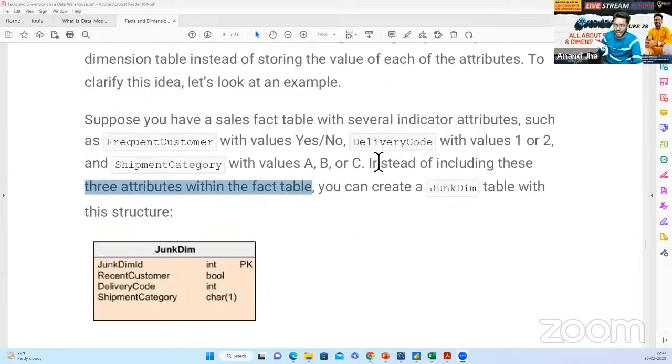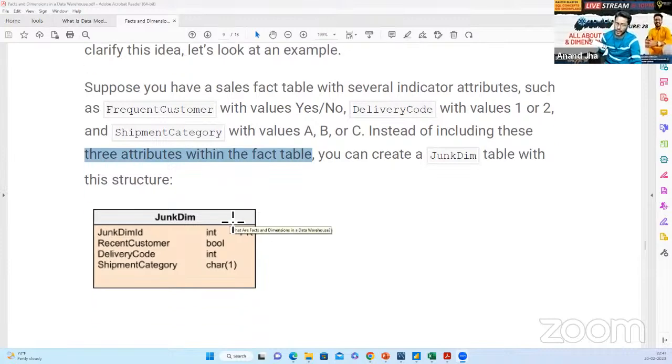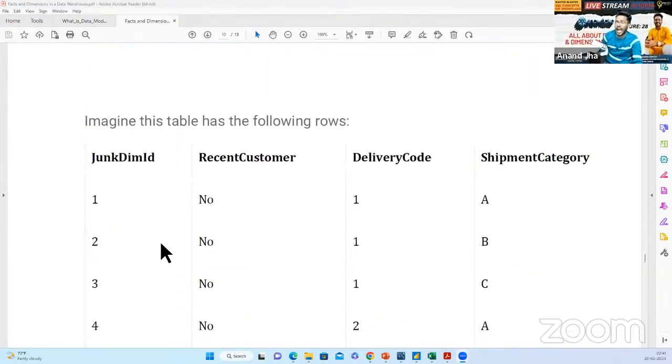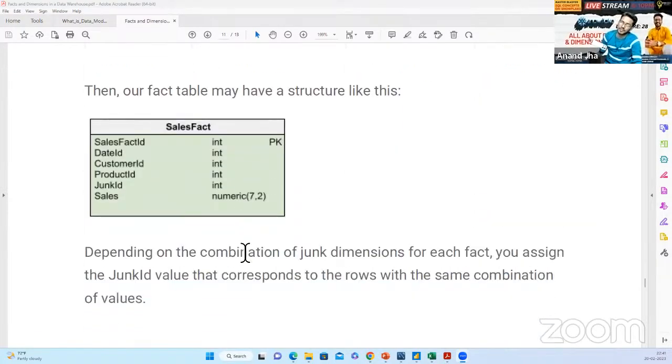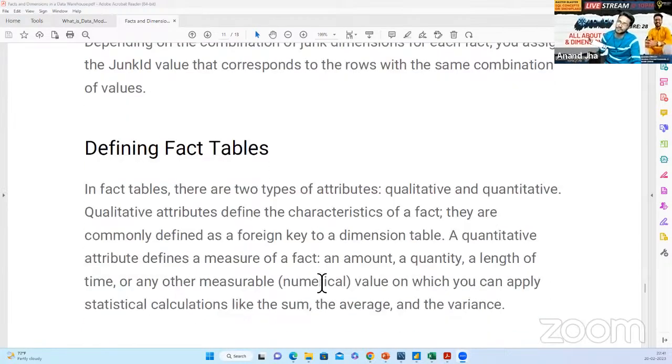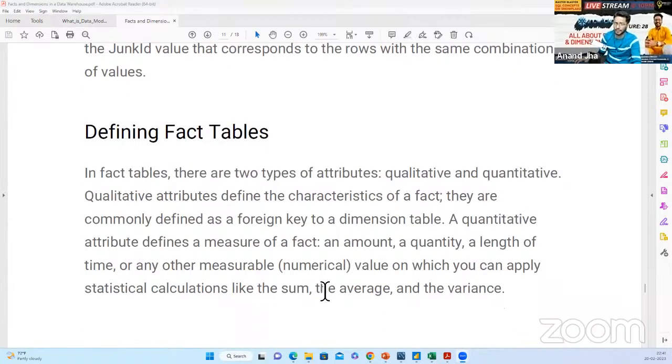All the junk values which you are having, these indicators, Boolean values, you can create one table called junk dimension, which will be mostly static. You can give the primary key as a junk dimension ID, and you can link your fact table with this table using that particular primary key. Depending on the combination of junk dimension for each fact, you assign the junk ID value that corresponds to the rows with the same combination of values.